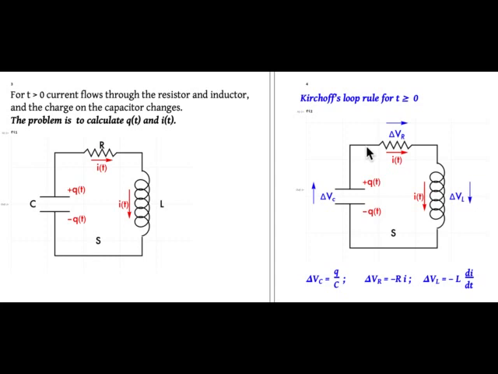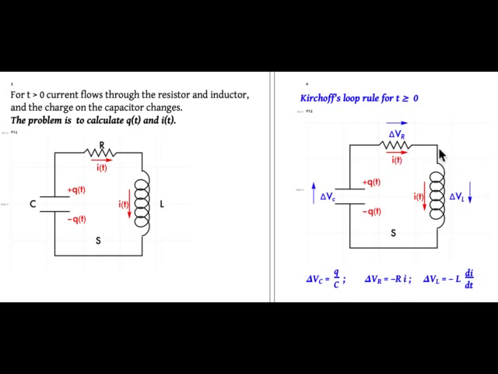Well, I'm calculating the change in potential in this direction. If I assume that positive I goes to the right, then this would be the high potential side, driving current to this side, which is the low potential side. So the potential would go from a high value to a low value. The change in the potential would be negative. So delta V sub R is minus Ri.